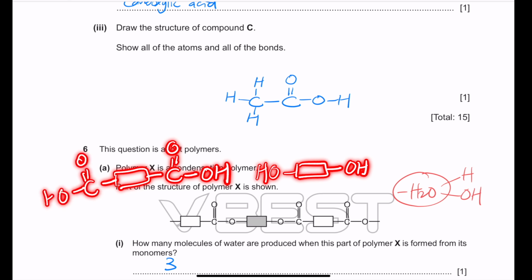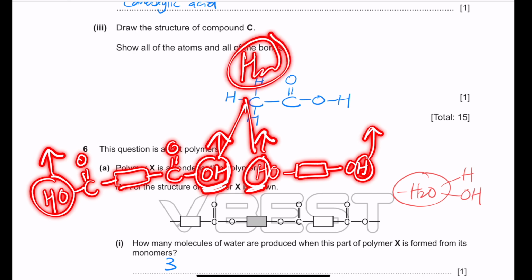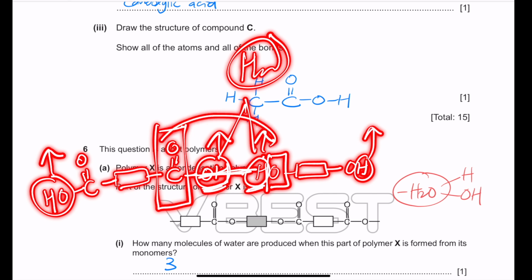Okay, so you always remove the OH from the COOH part. So OH gets removed, and from the other one you remove just the H. So you see OH and H get removed to form H2O. And then eventually the CO and O join together to form a COO linkage.